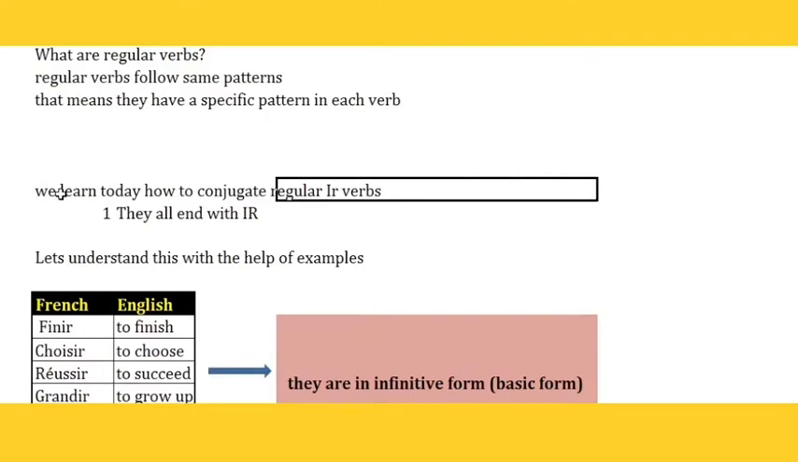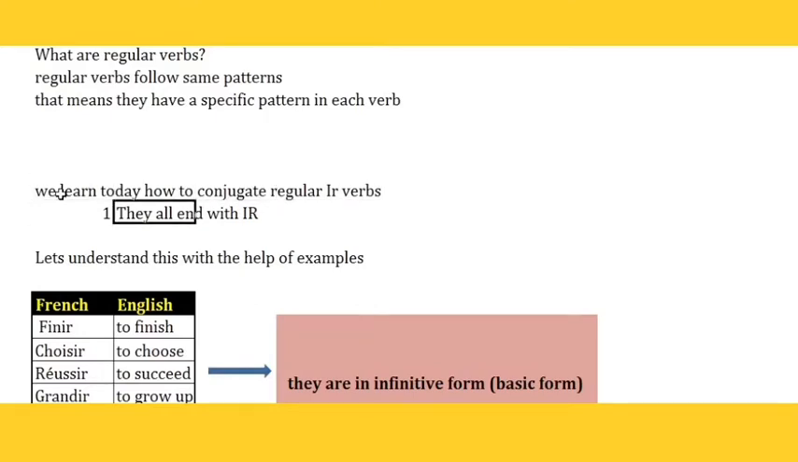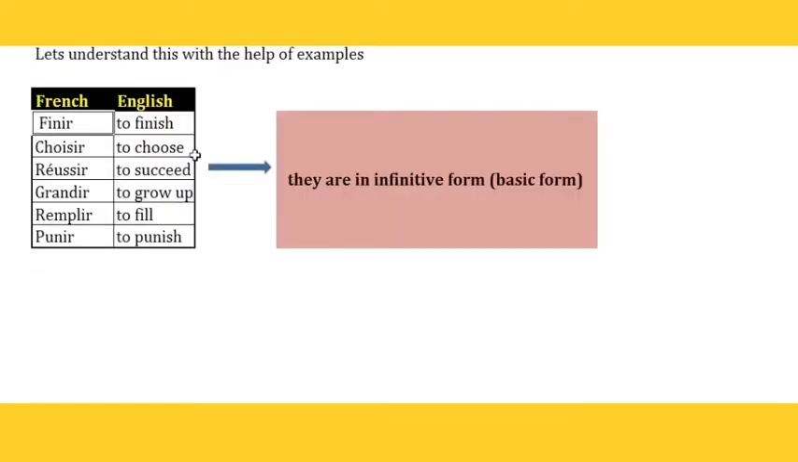First of all, they all end with IR, and let's understand this with the help of some examples. Finir, that means to finish. Choisir, that means to choose. Réussir, that means to succeed. Grandir, that means to grow up. Remplir, that means to fill. Punir, that means to punish. As you can see, they all end with IR and they are all in their infinitive form.